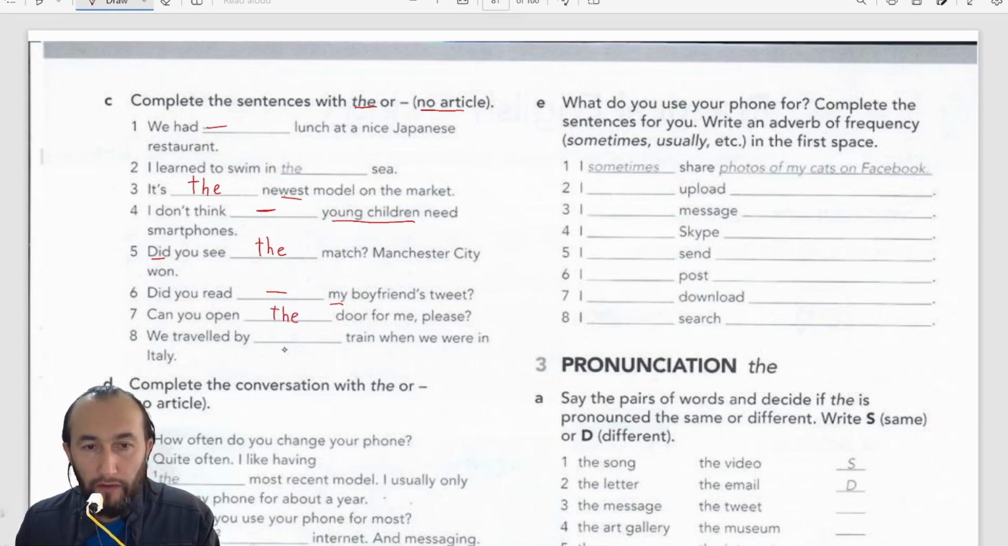Number eight, we traveled by train when we were in Italy. By car, by train, by plane, it's a general activity or general information, like how you travel. You don't say "by the train", because when you say "by the train", you are specifying. You would have to say, the train of what? Which train? So I'm talking in general, like we traveled by train. So no article here, guys. No article. That's it.